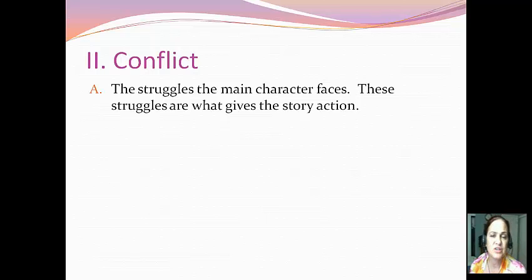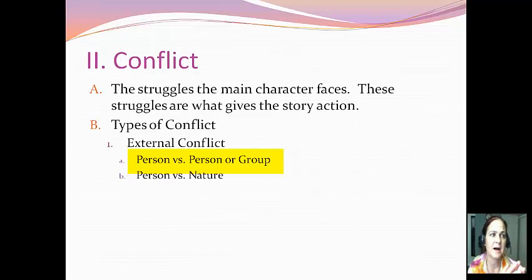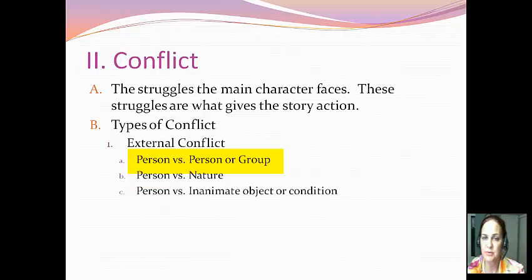Now there are 2 types of conflict. First we have external conflict, and there's 3 kinds of external conflict. The first is person versus person or group. So if our main character gets in a fist fight with his neighbor, that's person versus person. It's outside of his body, so it's external and it's against somebody else.